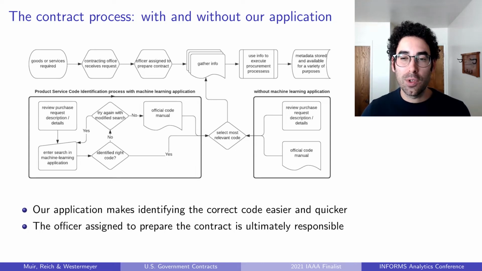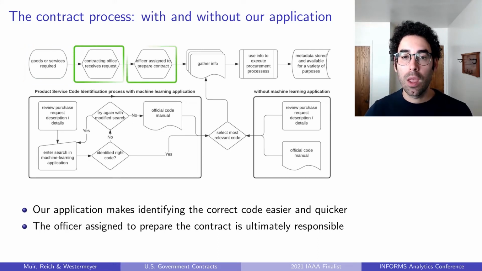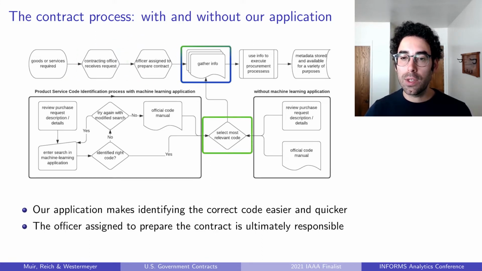Here's a process flow diagram that at a high level shows the contracting process with and without our application. You have some sort of goods or services that you need, and the example we've been going with is vaccines. You have a contracting office that's going to receive a request: we need a contract to get this. An officer is assigned to prepare the contract. They have to gather info, and this is where they try to select the most relevant code.